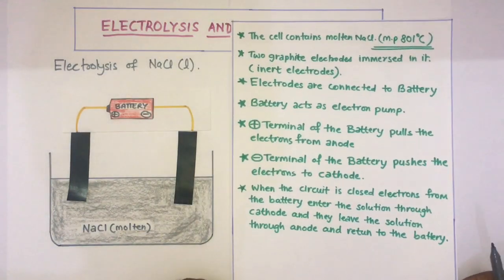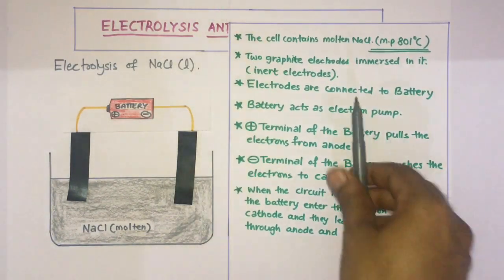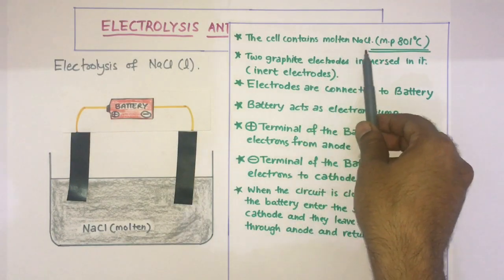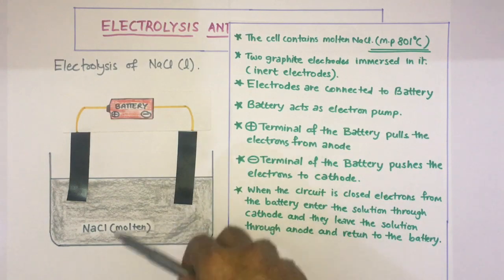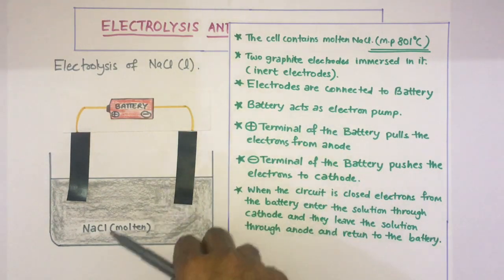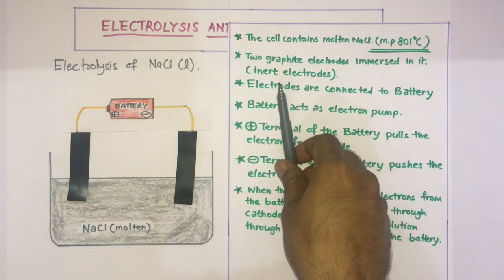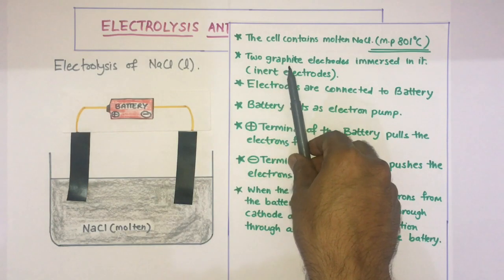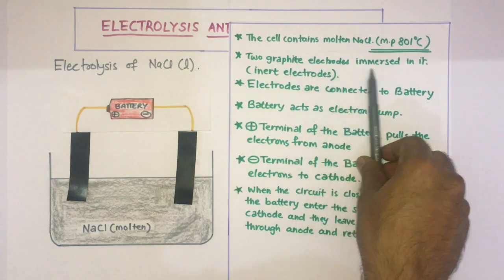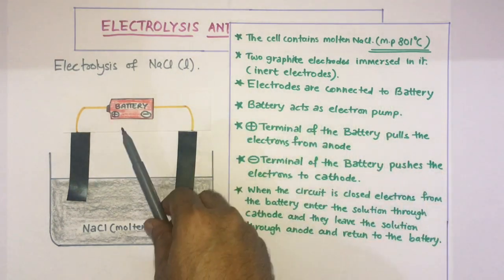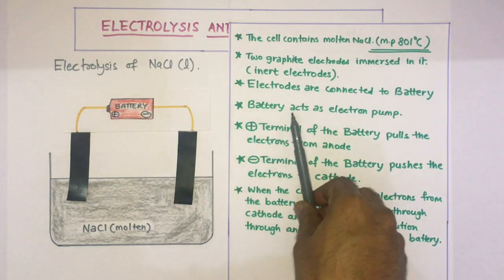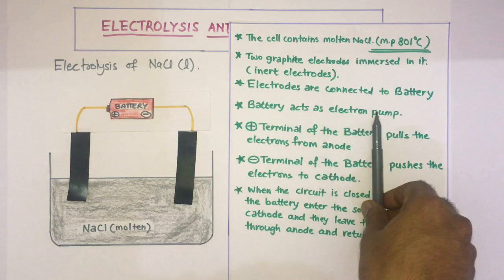And here is the description. The cell contains molten sodium chloride, melting point 801 degrees Celsius. So this operation is kept at very high temperature. The two graphite electrodes are immersed in it. The electrodes are connected to a battery. The battery acts as an electron pump.